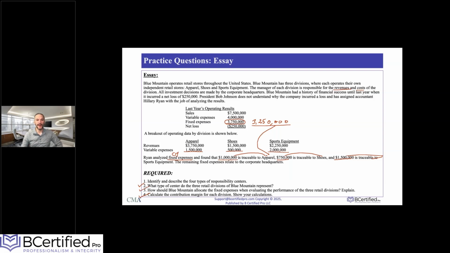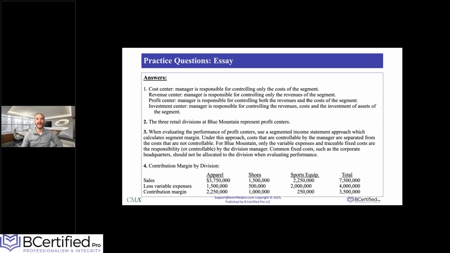That's how we approach an essay. Okay, that's how we approach an essay. And those are the answers.